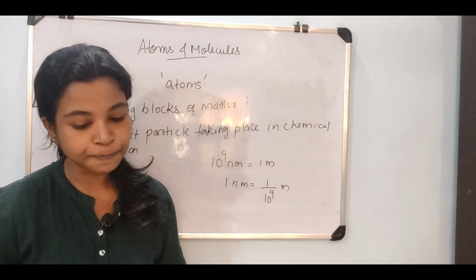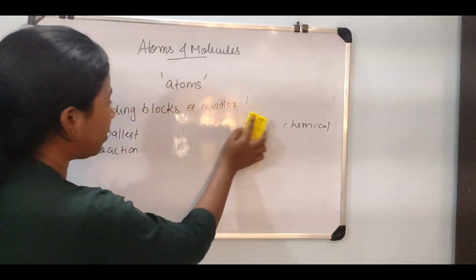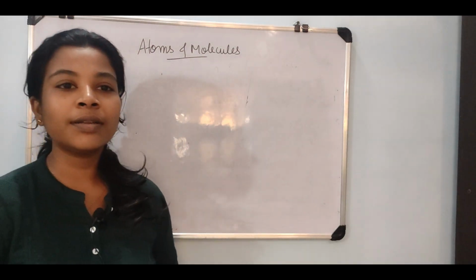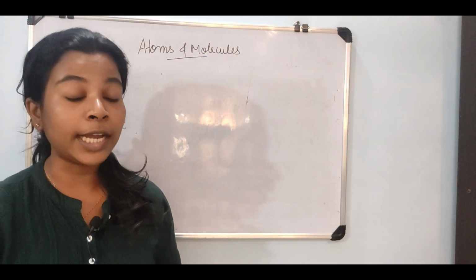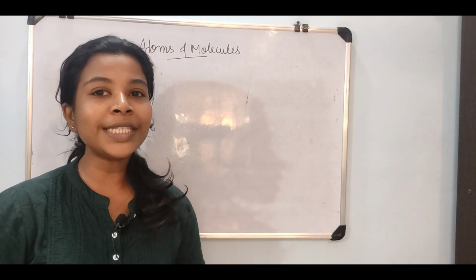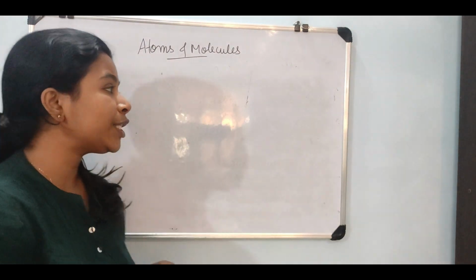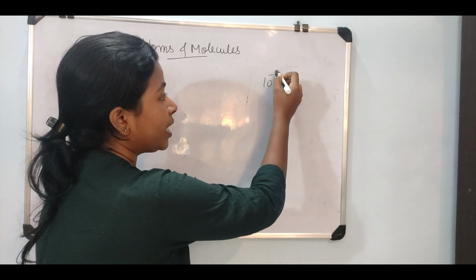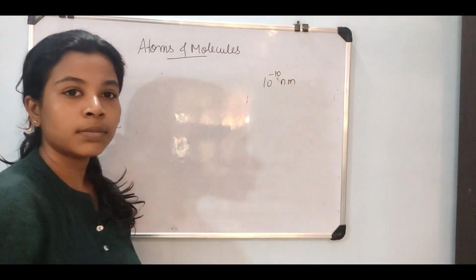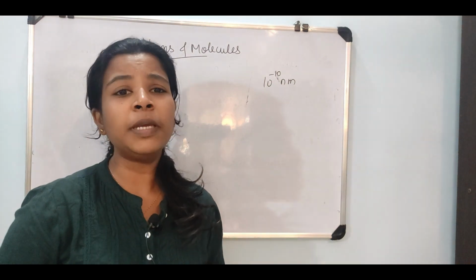In your NCERT, there is a small table given, in which the relative sizes of some atoms like hydrogen, and the water molecule, are mentioned. You can see that the radius of a hydrogen atom is given as 10 raised to minus 10 nanometer. So you can imagine how tiny these atoms are.